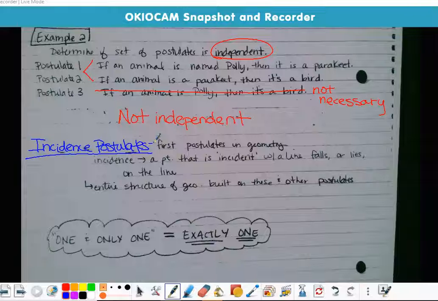There's around 5. 6 is what this book has. Other textbooks use 5. But they are called incidence postulates. Then you need to know that 1 and only 1 is the same thing as equal to exactly 1. Because you're going to see that in our postulates and theorems, in the way that they were written. You're going to see 1 and only 1 a lot.